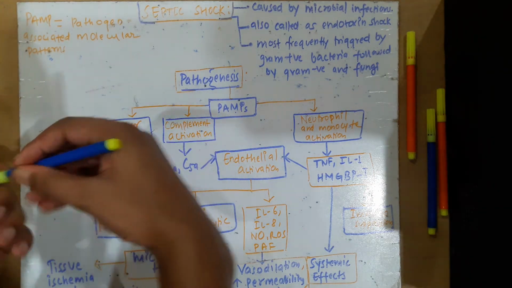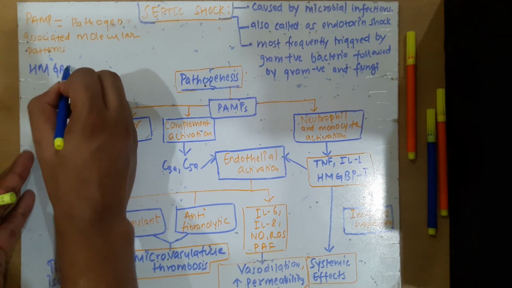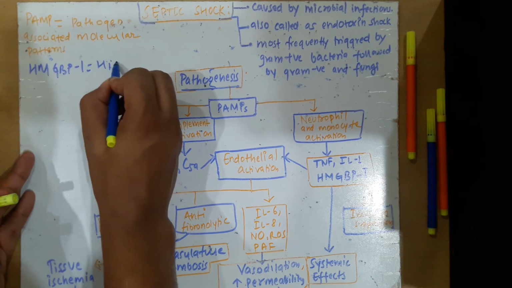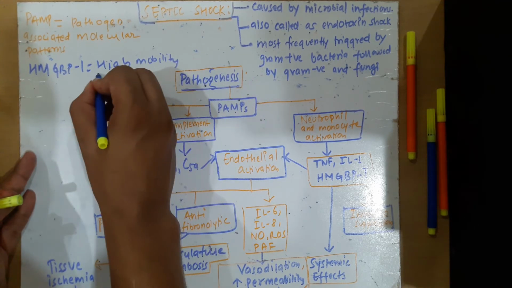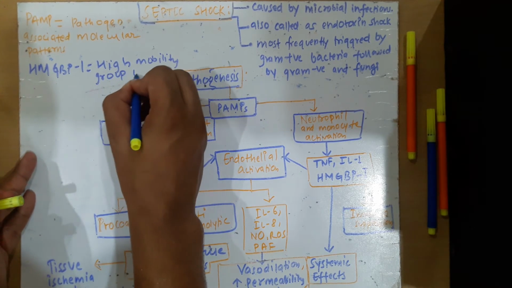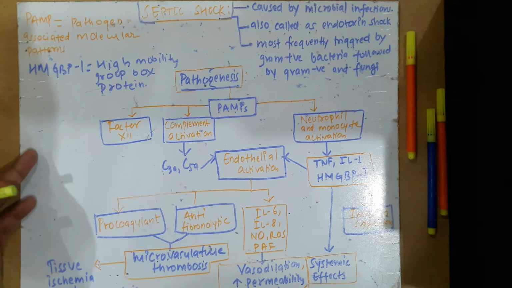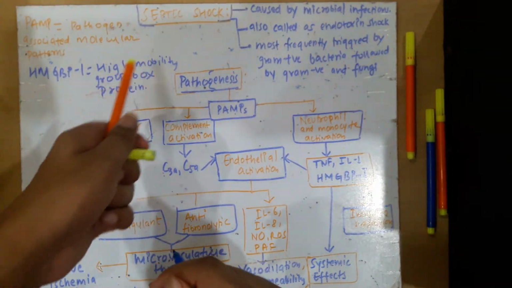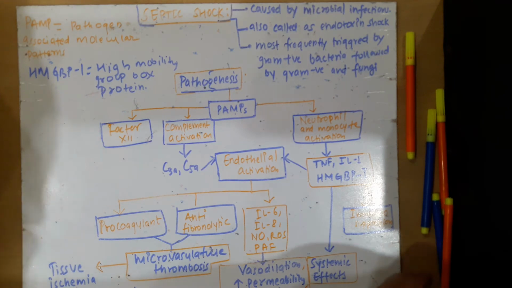HMGB1 is high mobility group box protein, okay. High mobility group box protein. So now we have completed the table for pathogenesis. Now let's have a quick discussion on this, and we'll discuss the points in the next video, okay.